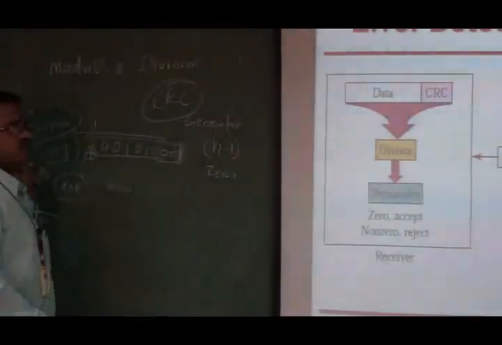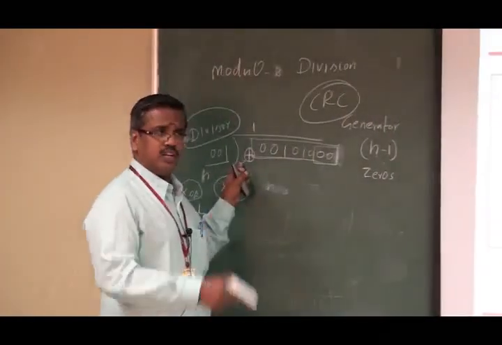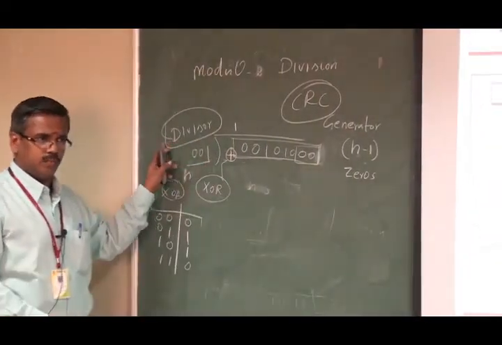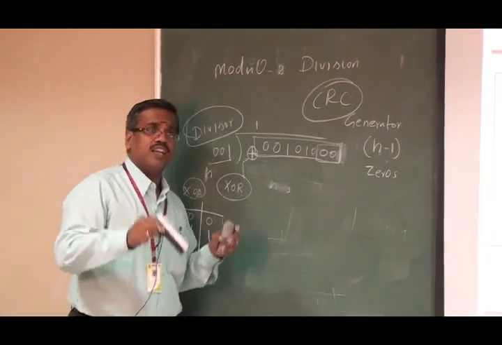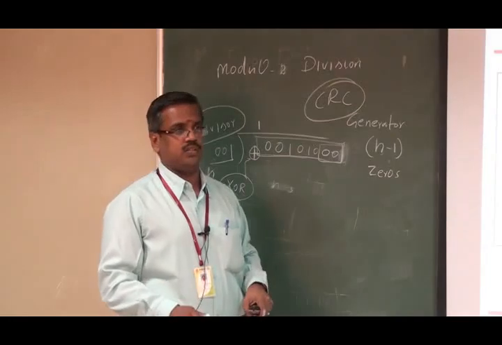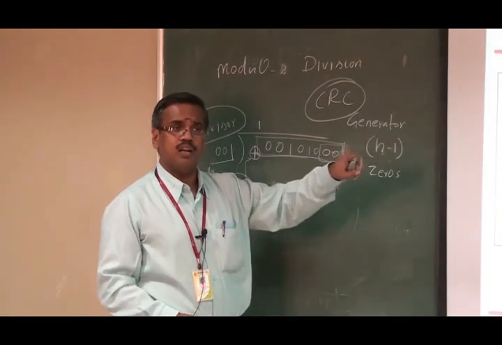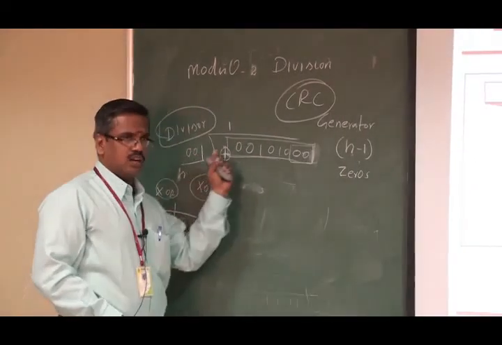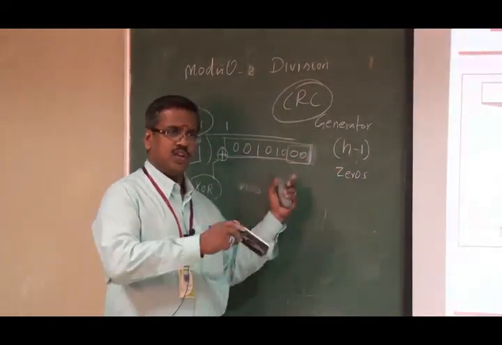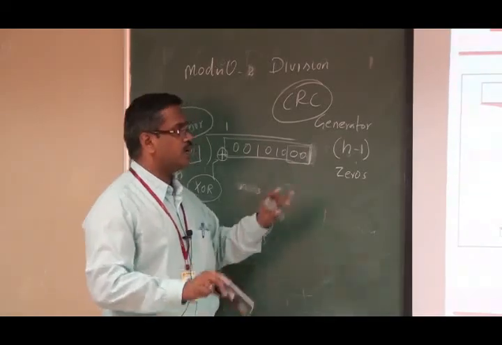Why don't you use the 6 bits as this? But it is predefined. The divisor is predefined. We have only 001. So this type of unnecessary arguments may rise because of these simple queries. So that's why I am taking this n here, and n minus 1 zeros you have to add. Okay, so let you understand this.